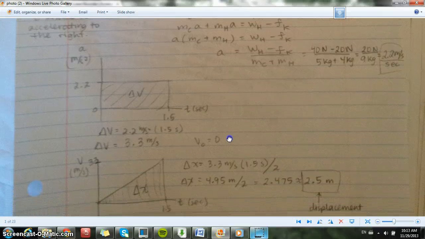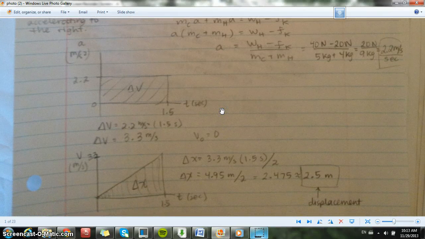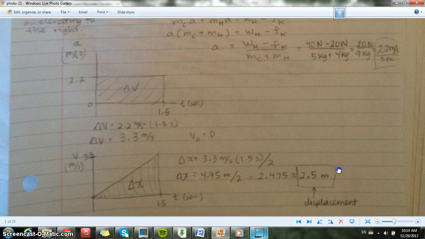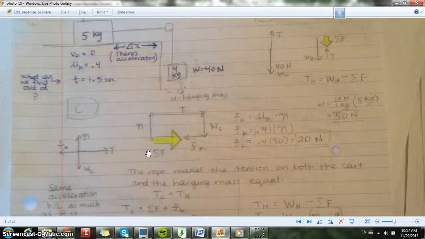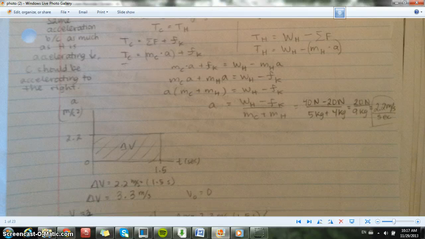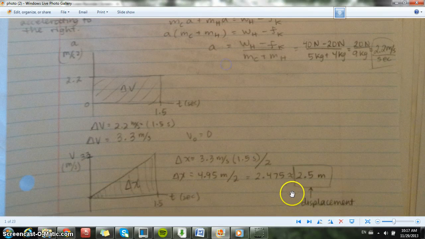Okay, now we can draw our velocity versus time graph, because eventually we want to get our change in position, which is the area under the velocity versus time graph. It comes out as a triangle, so we just use the formula for a triangle, and we get 2.5 meters as our change in position, also known as displacement. Our change in position is 2.5 meters.